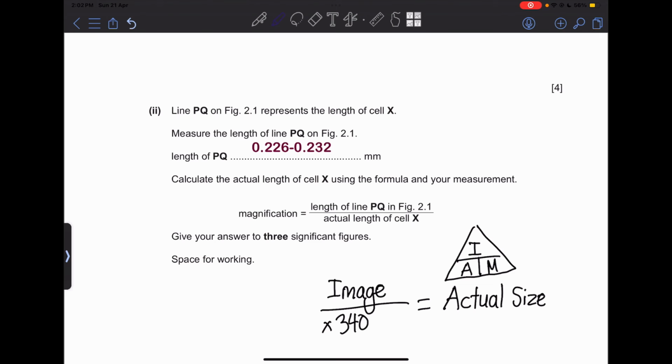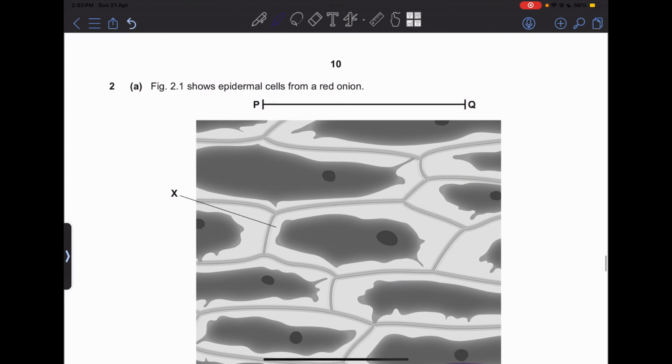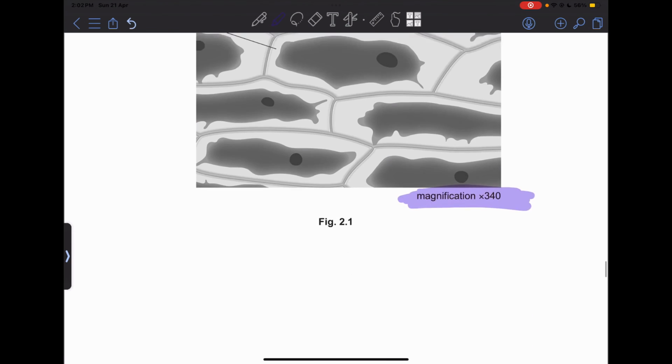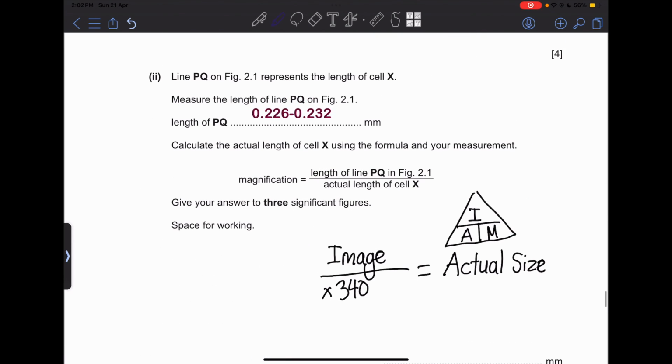Line PQ on figure 2.1 represents the length of cell X. Measure the length of the line PQ on figure 2.1. So you're going to be measuring it using this line over here. You're going to be measuring it on paper with your ruler, and you have to get from 0.226 until 0.232. This is the range accepted. Of course, this is because the paper differs for each one of us, and in the exam you should get one answer. So this is just for the printing differences.